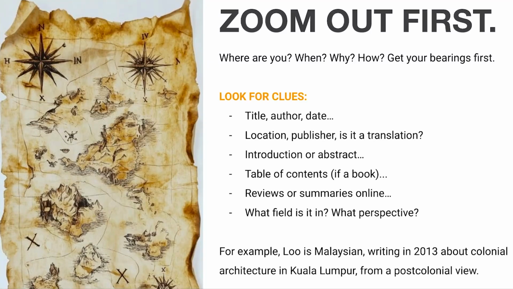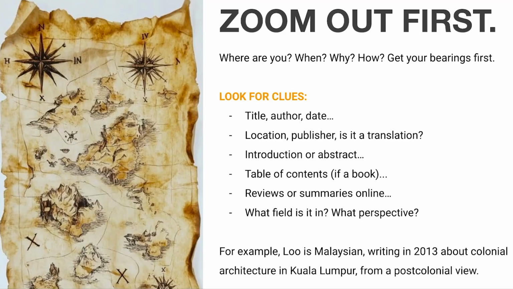As we did in the last workshop, you can look for the title, the author, the date. What about the location or the publisher? Really importantly, is this a translation, or was this written in the original language? Is there an introduction or an abstract you can read? Or a table of contents that you can look at if it's a book? What are the other chapters? These are similar things that we were doing when we were preparing our presentation in the last workshop. Are there reviews or summaries online? And what field does this sit in? What kind of discipline are you dealing with? And from what perspective? It could be a feminist art historian, or it could be statistics about a colonial outpost.